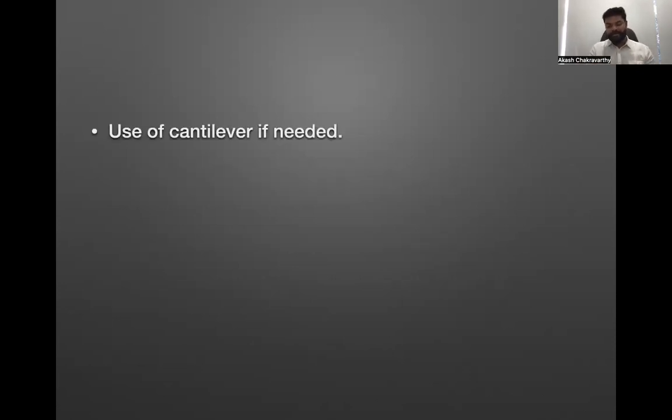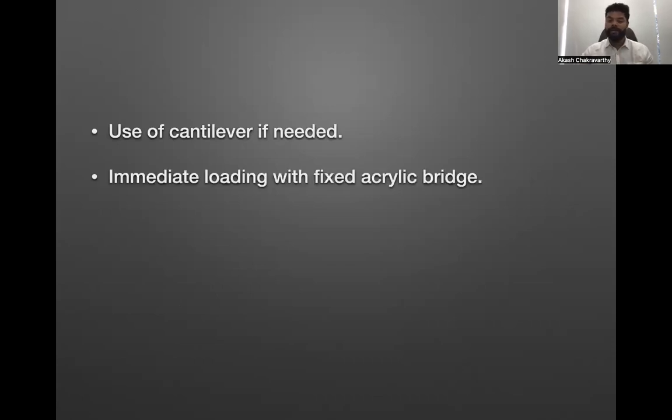Okay, so what else is a part of all-on-4? Use of cantilever if needed, immediate loading with a fixed acrylic bridge. Now, before Paulo Malo had come along and suggested the idea of immediate loading, denture conversion, the whole world was not at all doing immediate loading or denture conversion. We were all waiting for 3 to 6 months for our implants to be able to take prostheses.